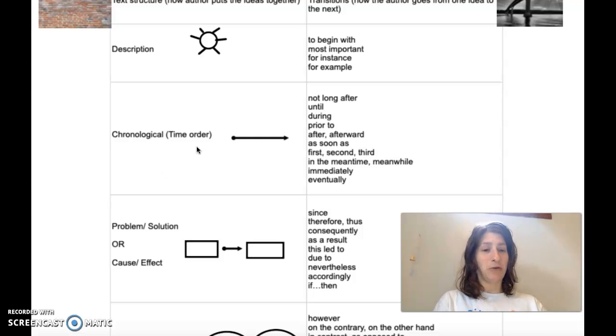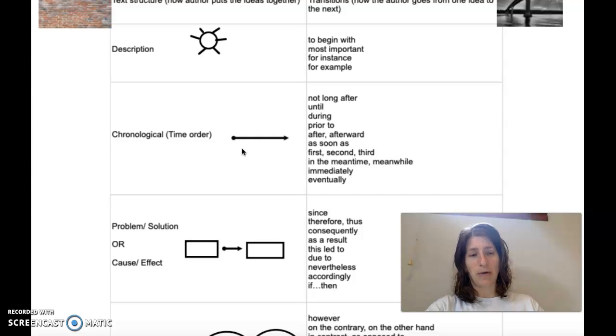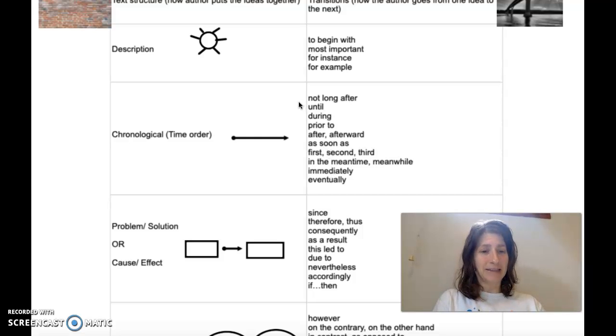Chronological is what you might know as time order. Just think of a timeline. The chronology is the time that things go in, or the order that things go in. So you'll have words like first, second, third that you might already know. First, last, next, those words. But there are some other more academic words that you will come across as you're reading and speaking. Not long after, until, during, prior to, which means the part before it, after or afterwards, as soon as.